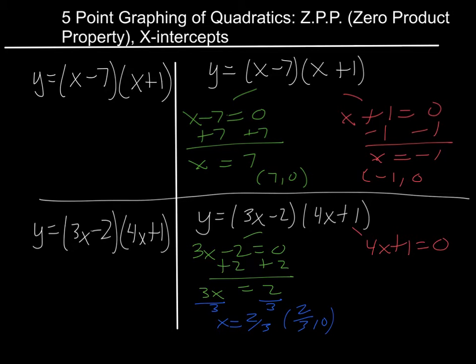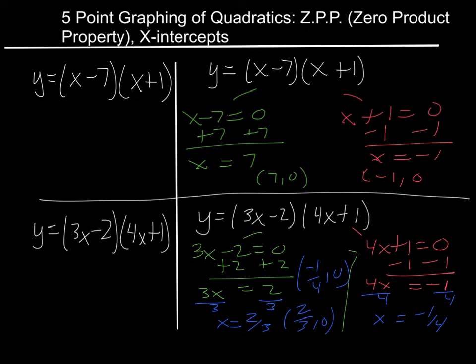And so then I'm going to go here and I'm going to subtract 1 from both sides. And I get 4x equals -1. And then I'm going to divide both sides by 4. And I get x equals -1/4. So that point would be (-1/4, 0). So right here are my 2 points for these factors right here.